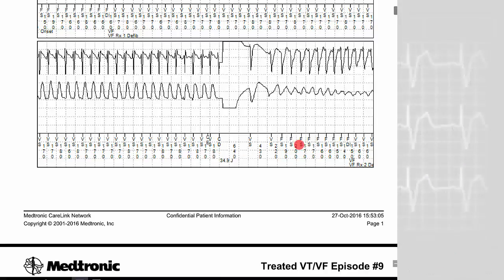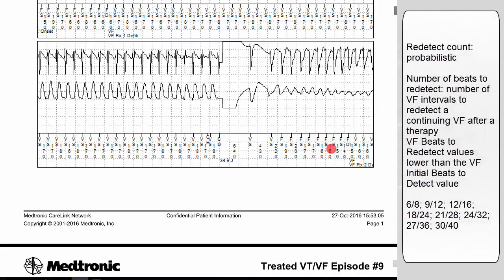So there is a second parameter that you need to program, which is the counter for redetection. It is also probabilistic with the same ratio of 75% of fast events, but it differs from the initial counter because usually you program fewer cycles in redetection than for the initial detection, because here you really don't want to delay the occurrence of the second shock if the first one has been inefficient.